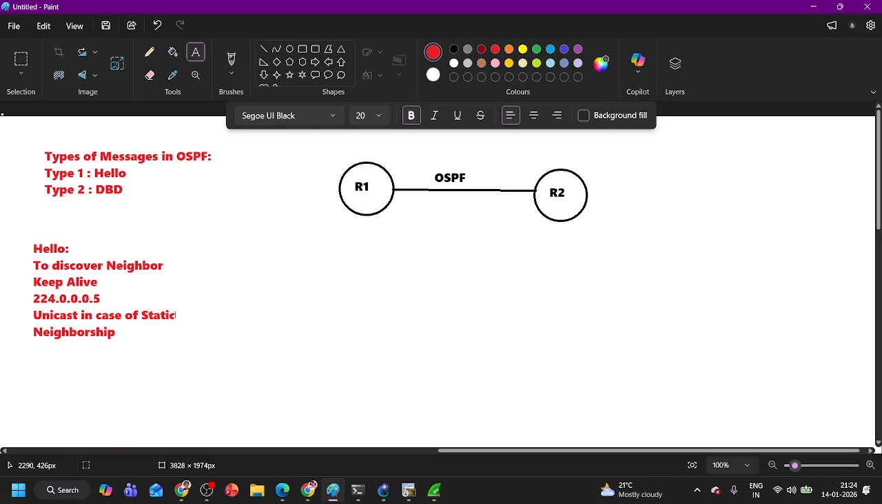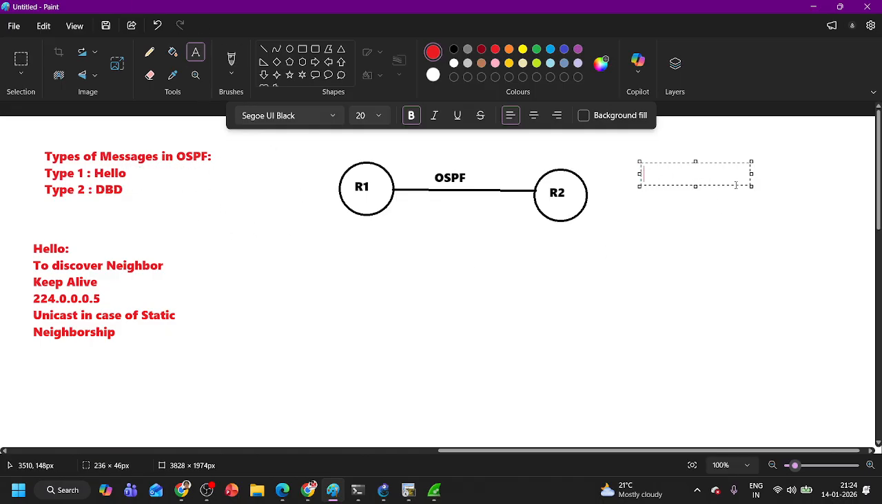Later you will also learn some flags, and in that case the flag bits must match, area ID must match, and network type must match. That's it, these are the criteria. Let me tell you a few things about router ID, and then I will come to the second type of message, that is the DBD message. Before DBD, understand router ID.